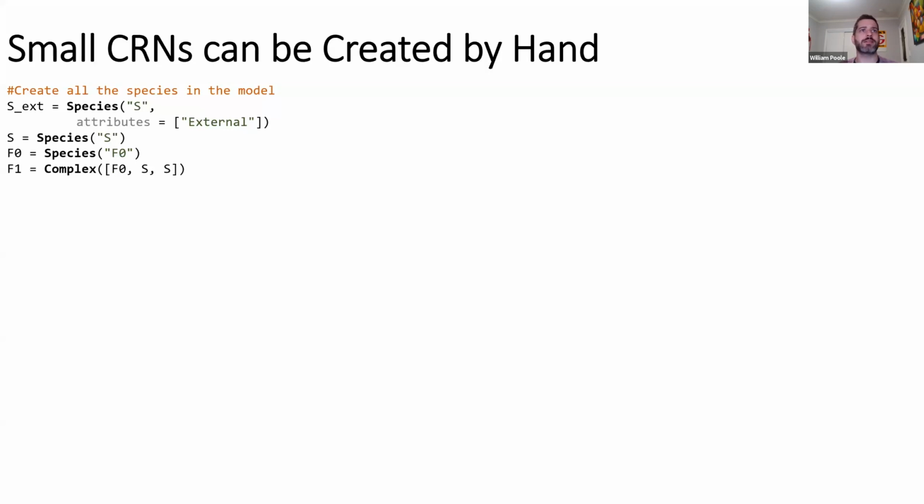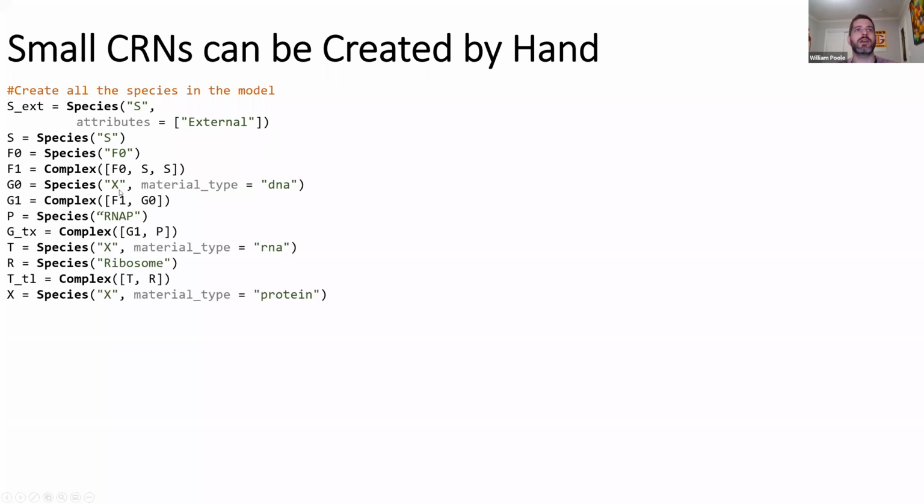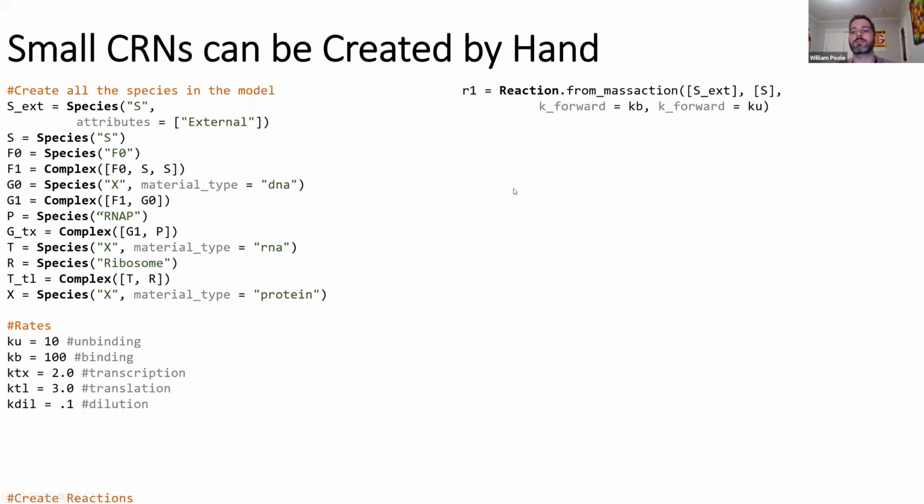Here's my species F naught. I can form complexes of species that are bound together using this complex function. I can have my complex or my gene, which I'm giving a material type DNA, but I'm giving it the same name as the protein. And I can go on and do a bunch more of these to get all of the species you just saw. I then provide some rates. Here I'm only using 5 rates to make it very simple. And I can go make reactions.